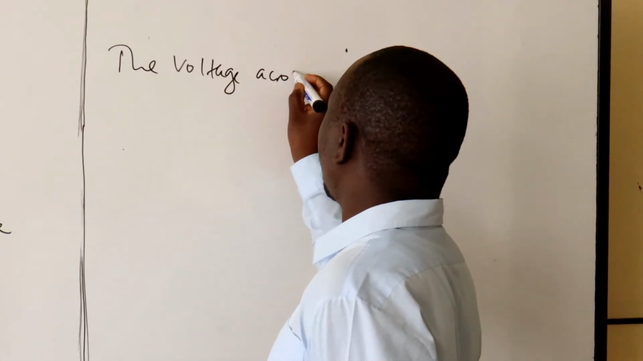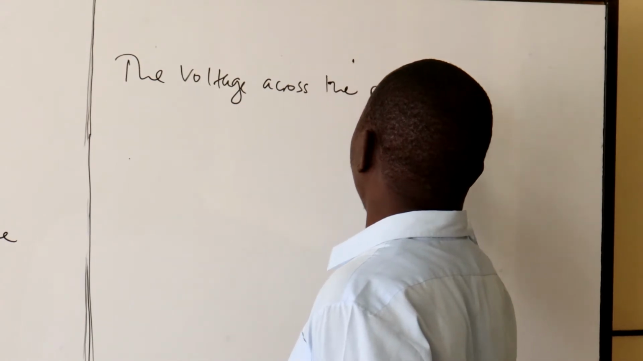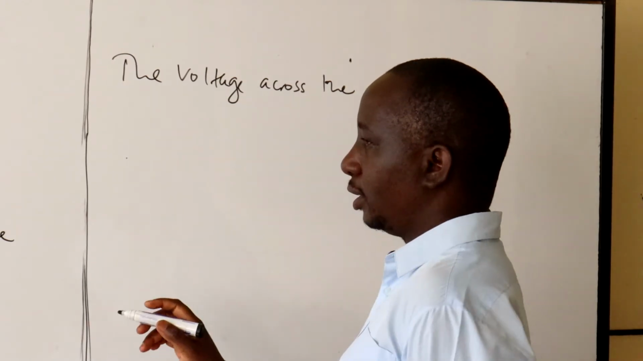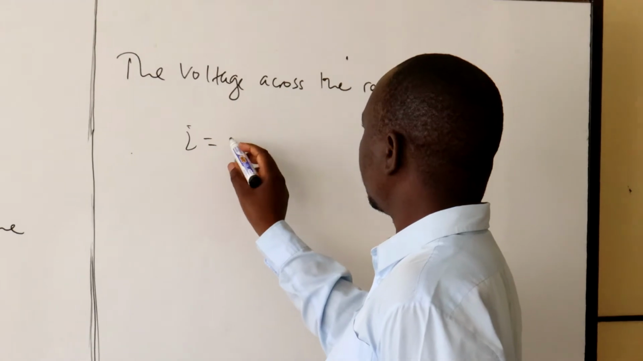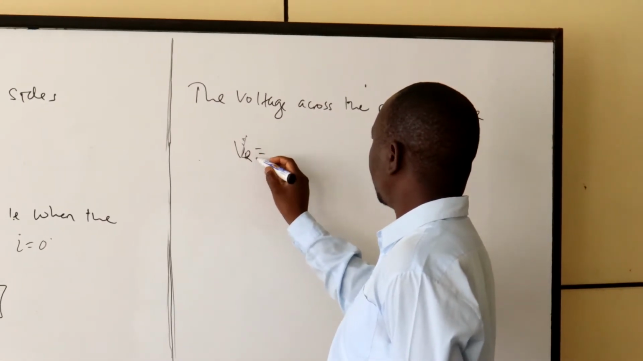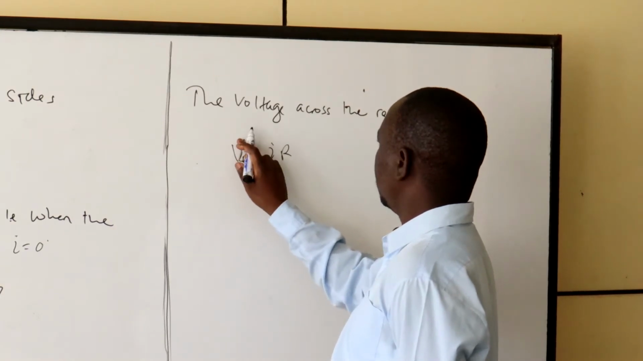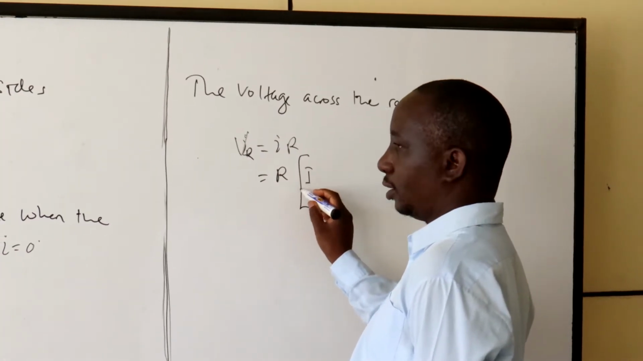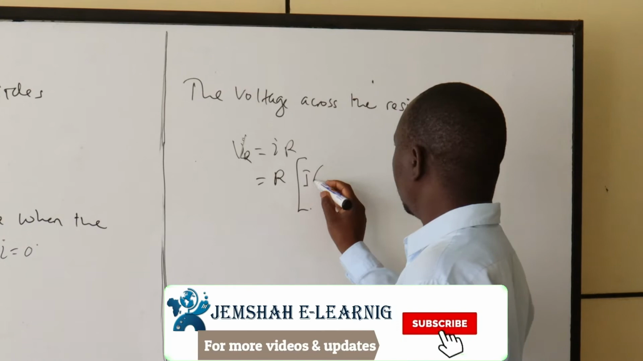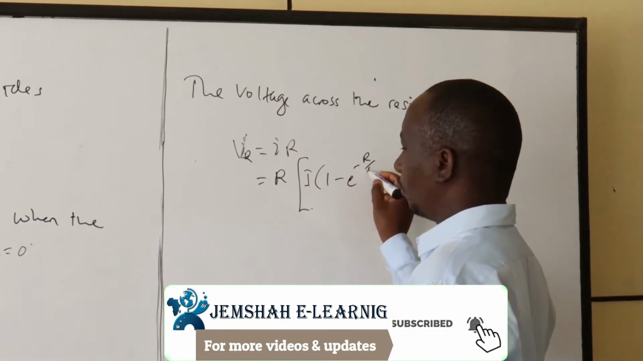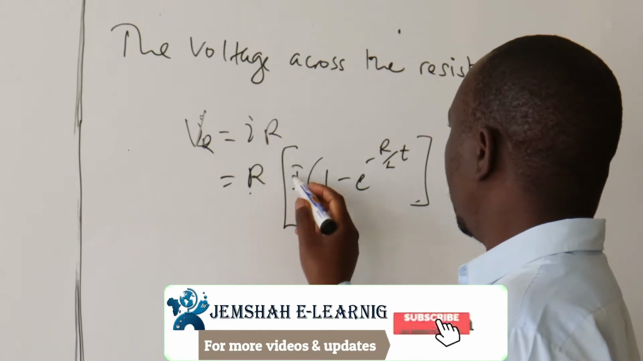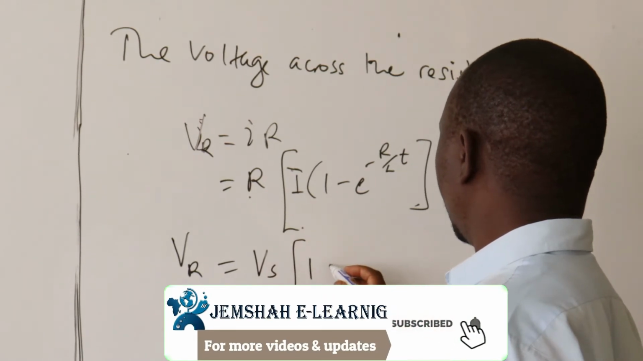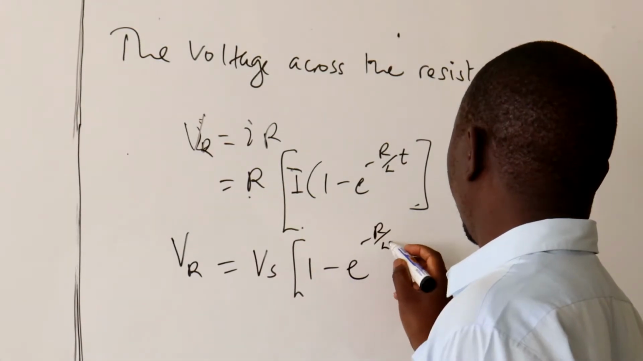The voltage across the resistor VR is given by I times R, and I is supposed to be I of R, and that means that we shall have R multiplied by I, into 1 minus e to the minus R over L t. This means that VR is supposed to be Vs into 1 minus e to the minus R over L t.